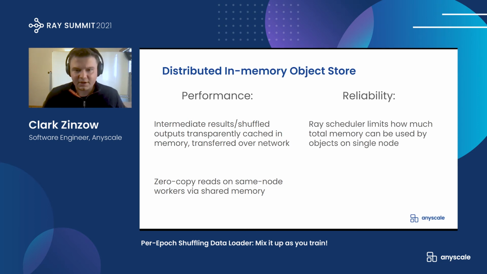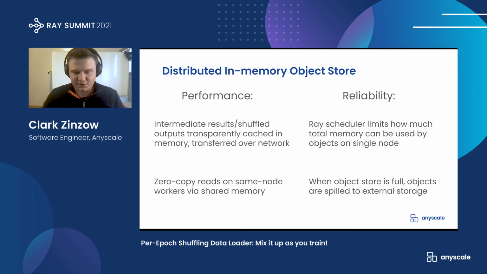And then as far as reliability goes, the Ray scheduler limits the total memory that can be used by objects in a single node, and this prevents spurious out-of-memory errors, which is great. And then beyond that, when the object store ultimately becomes full, objects are spilled to external storage. So essentially, your working data set can exceed the cluster memory, which is really nice. That used to be a hard cap, and we're continuing to work on this too, essentially with the goal of providing infinite object space that will just smartly cache things in memory and then spill to disk when needed. We're continuing to optimize that layer all the time.